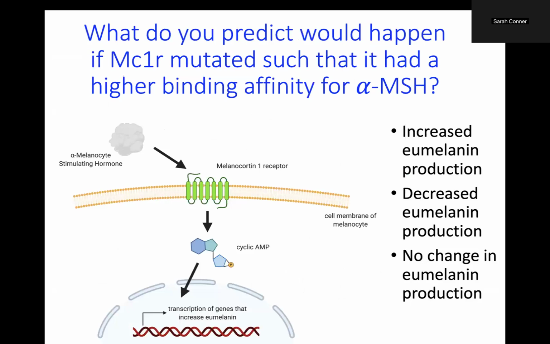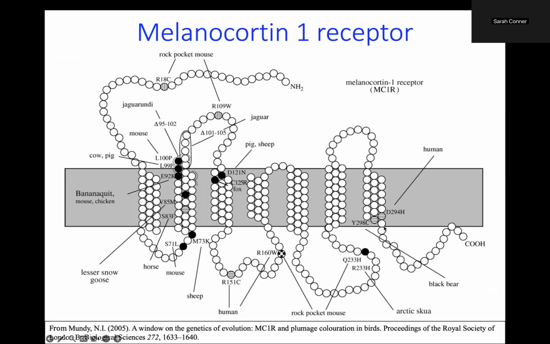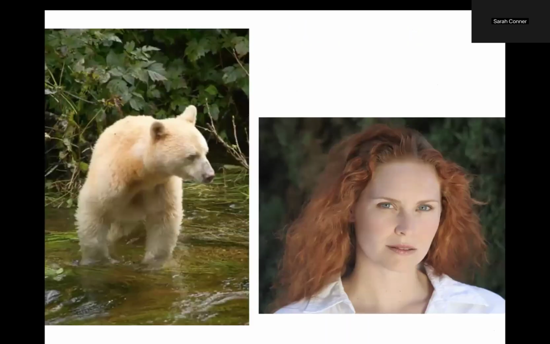But going back to this one, hopefully you chose that it would have a higher binding affinity, which means it would stay there longer, which means that receptor would not transcribe as much. So there should be a decrease in the production of these. Then you get this result: the light colored bear, and fair colored skin. This is specifically for redheads. This is one of the receptors that causes this lovely color to show up.